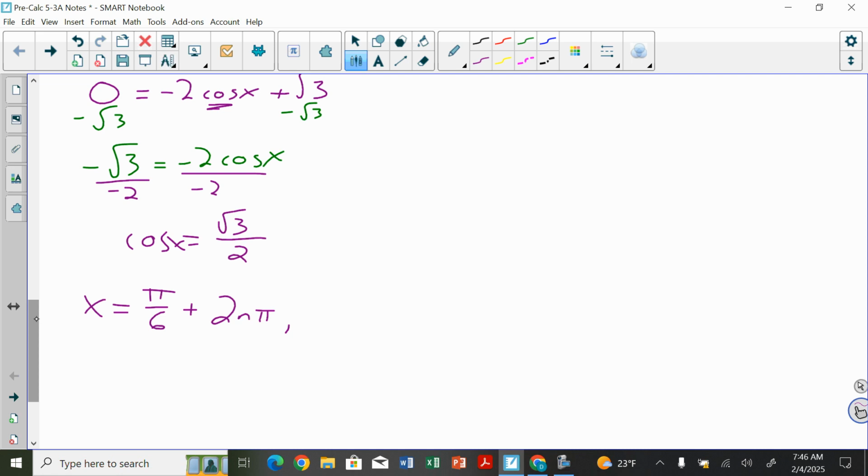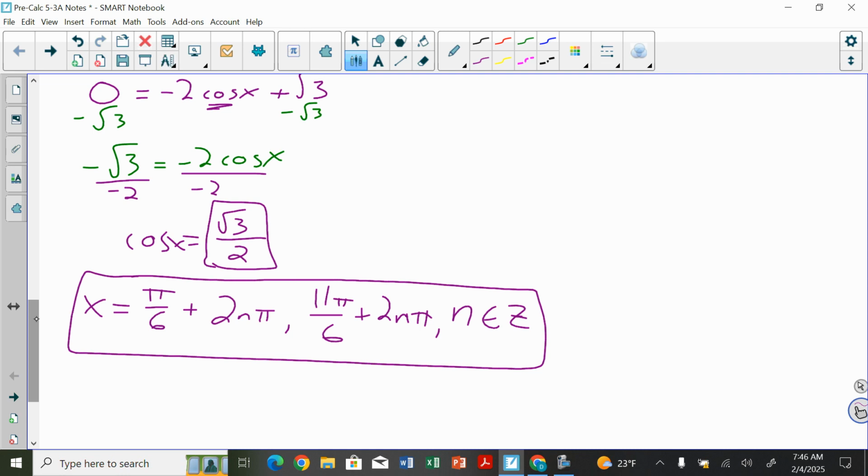And there's also another value where you have 11 pi over 6 is also square root of 3 over 2. So I have 11 pi over 6 plus 2n pi as well, because every rotation of that circle, every 2 pi, it would repeat. And then I just have to put, again, another comma, that n is an integer. Okay, so n exists in z, or z set. So that would be our final answer there.